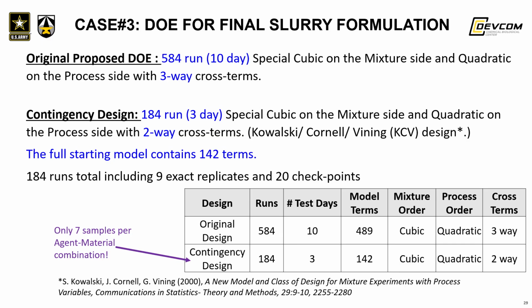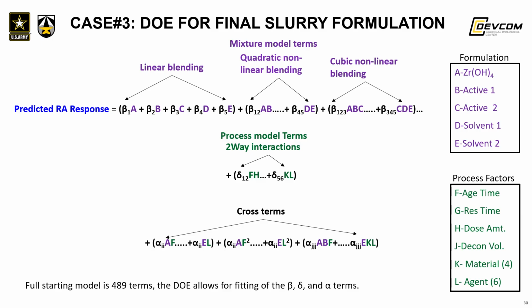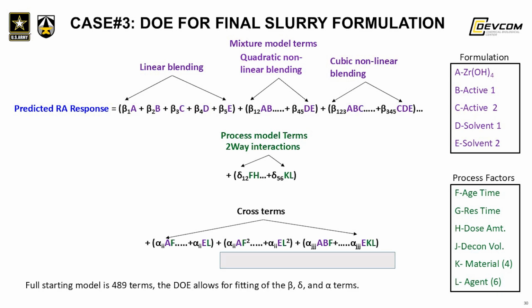Well, so here's the design. Here's the comparison of designs. I noted with our contingency design, we're only looking at 7 samples for each of those 24 agent material combinations. And I'm thinking in my mind at this time, we are not going to be able to model all 24 of those agent material combinations only using 7 samples each with this formulation and with all those continuous factors. This is what the model looked like if anyone wants to see the equations. And these are the 3-way terms that we took out of the model to get it down to 3 days.